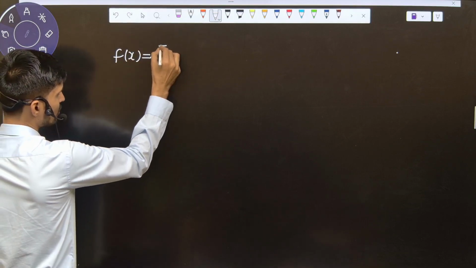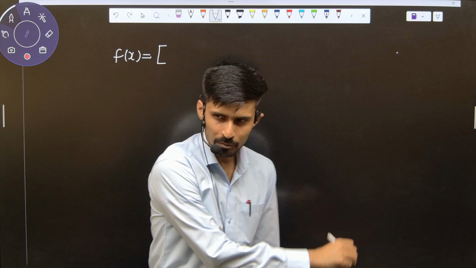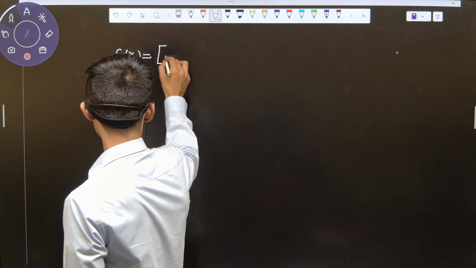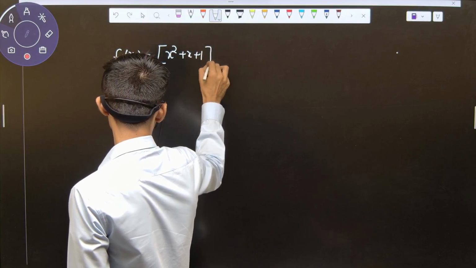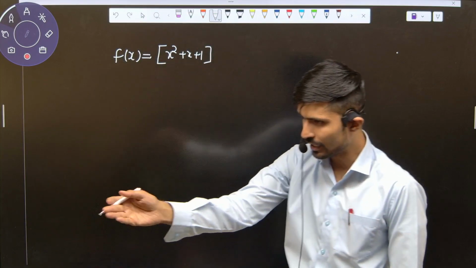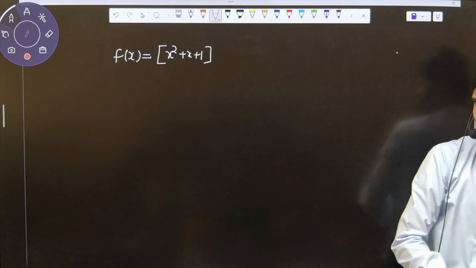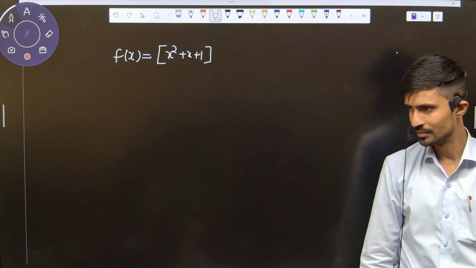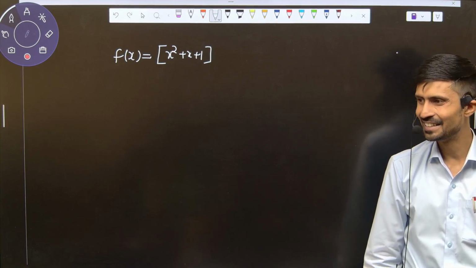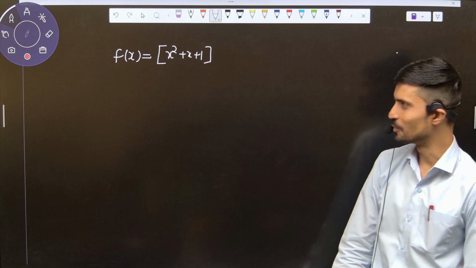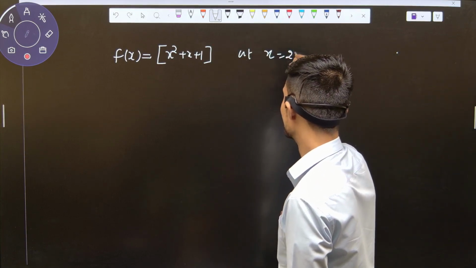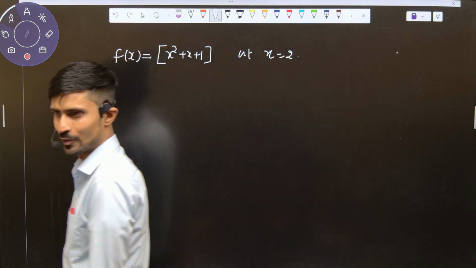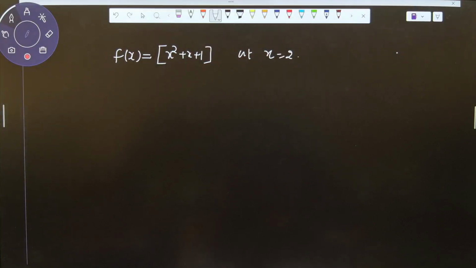f of x is equal to greatest integer. Tell me any one. I will write the quadratic from my own side. Tell me one number, one small number. Don't go for infinity. Yes, 2. He is saying 2 out of fear, na. At x equals 2. Do that. Find f of 2. Find f of 2 plus. Find f of 2 minus. Tell me whether it is continuous or not.